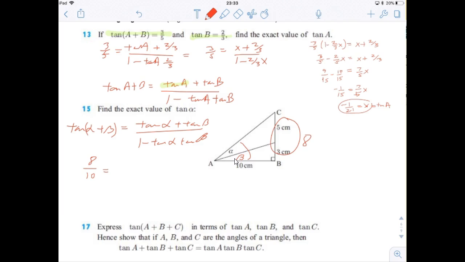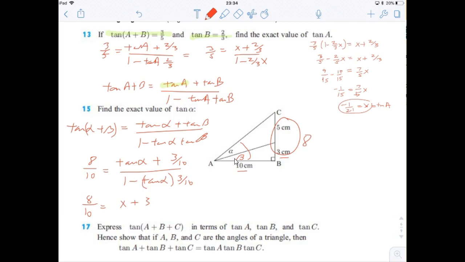So the left side would become 8 divided by 10. The right side would become tangent of alpha, which we don't know, plus the tangent of beta, which we know is 3/10, right? Divided by 1 minus tangent of alpha times 3/10. And so now let's simplify by writing tangent of alpha. We'll just write x.